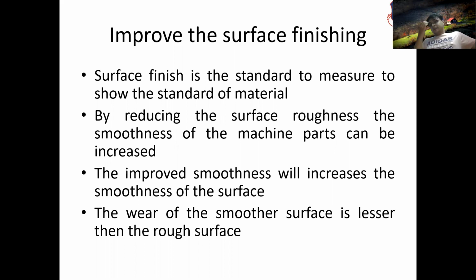We can say that surface finish is a standard measure. It tells how standard the material is, which can be known from the surface finishing. By reducing the surface roughness, smoothness will be increased. And if the smoothness is increased, then the finishing of the surface is raised. Another thing is that if the smoothness is increased, then the machine will work smoothly during its operation.